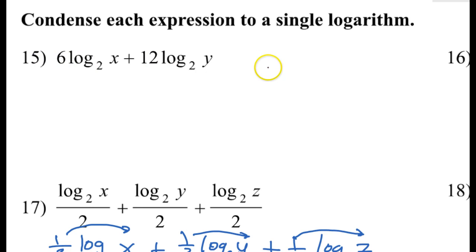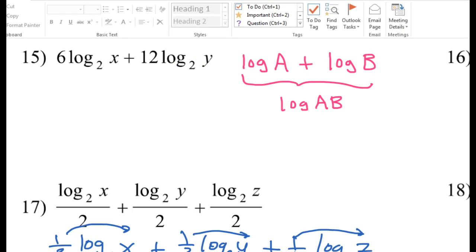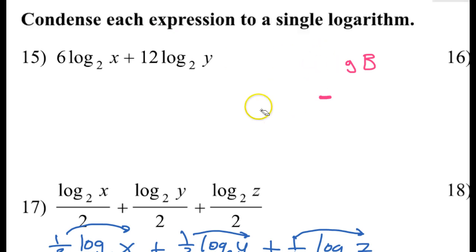So first of all, you need to understand that if you have the sum of two logs, then that can be condensed as the log of a product. This is called the product rule. If you have the difference of two logs, then that will condense as a quotient. The big ink came out by accident, but you get the idea. Now, if you take those two ideas and put them together, then this is what you have.